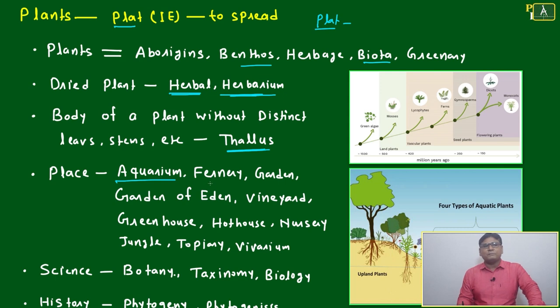Different types of places where plants are kept for different purposes: aquarium, that we used to keep for some purpose. And afterwards fernery, where ferns are kept. Garden, where we keep flowers or some vegetables for our, you can say, domicile purpose or domestic purpose. Garden of Eden.